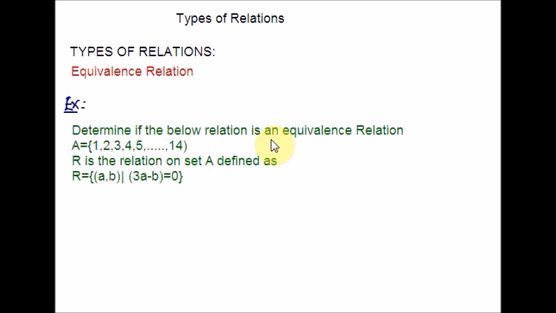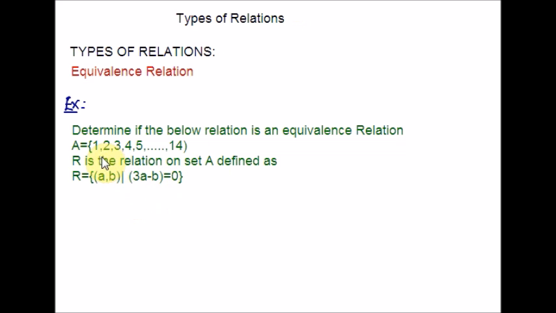So in the previous example, I showed you what are all the conditions to be satisfied to make a relation equivalence. Now I have taken an example. Here it is not necessary that the relation should be equivalence, but we have to check whether it is an equivalence relation or not. Do you understand the difference between these two? In the previous problem, we were supposed to prove that, but here we are just going to check. From the definition, R would contain the following elements. So A is 1 to 14 and R is (A, B), so it should satisfy this condition, 3A minus B equal to 0.